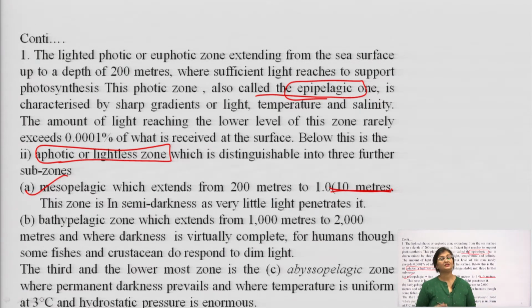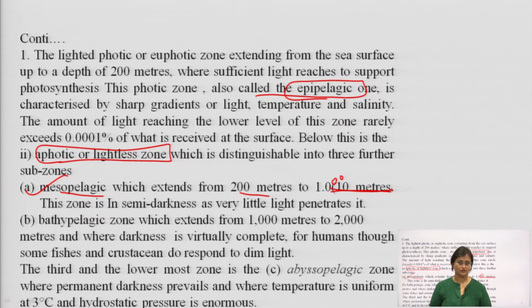The next zone after the Mesopelagic zone is the Bathypelagic zone. It extends from 1000 meters to 2000 meters. Here the darkness is virtually complete for humans. Some fishes and crustaceans do respond in this region to very dim lighting.